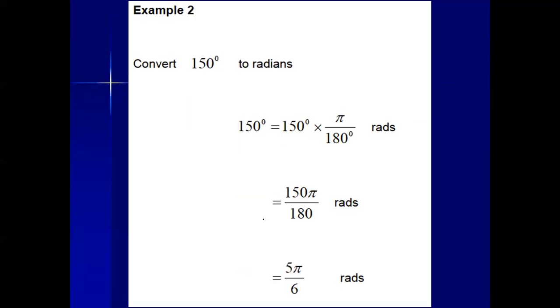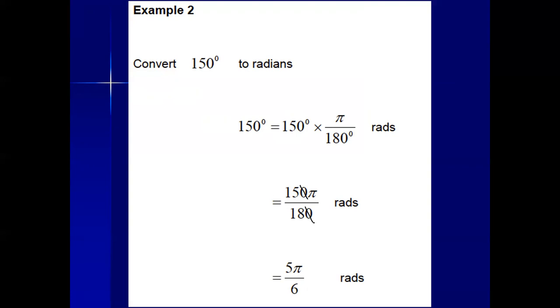Now to convert 150, you do 150 times pi over 180. And eventually you'll see that you can simplify by dividing both by 10. Now 5 and 1, 6. 8 and 1, 9. That means they both go into the 3 times table.